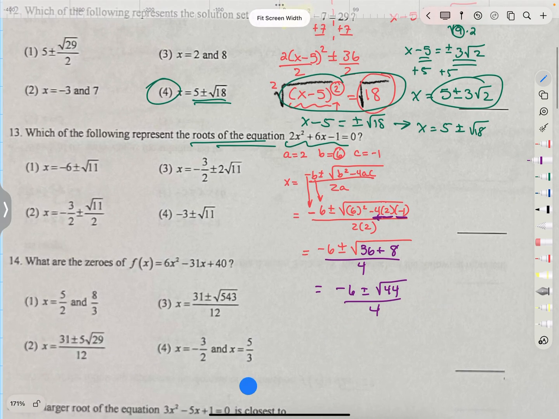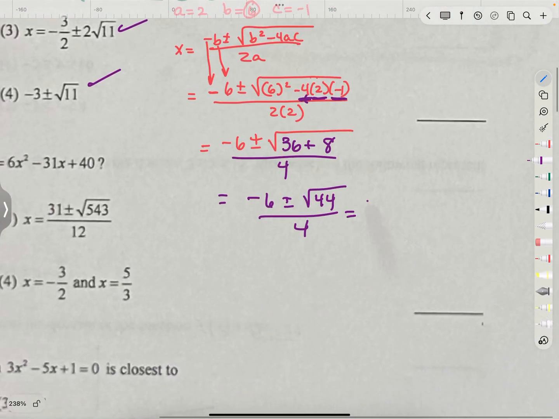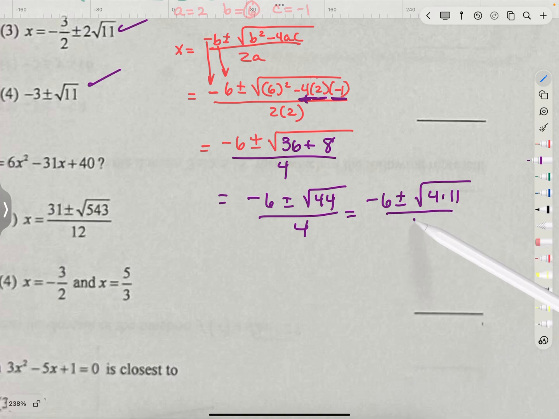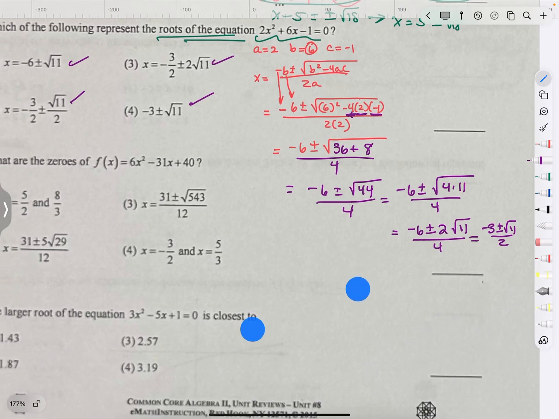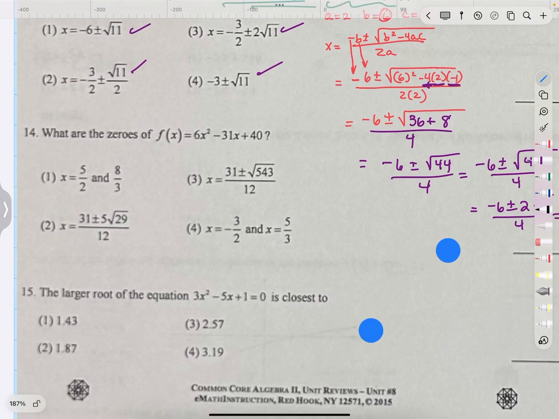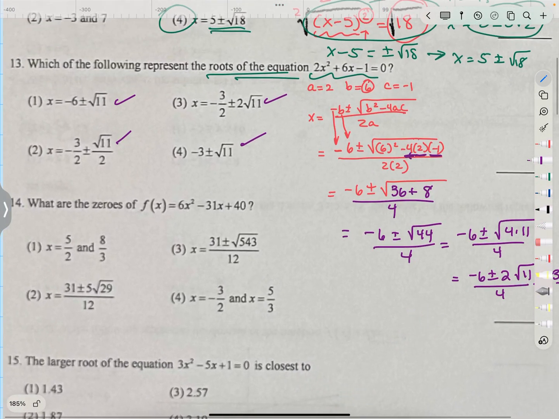Does he leave any with a 44 inside? No, he's got 11s on the inside. So let's see if we can get an 11 out of this thing. So we go negative 6 plus or minus, 44 is 4 times 11. I can square root that 4 inside there, giving me the square root of 4 is 2, root 11 over 4. Everybody's divisible by a 2. There's my best answer: negative 3 plus or minus root 11 all over 2.